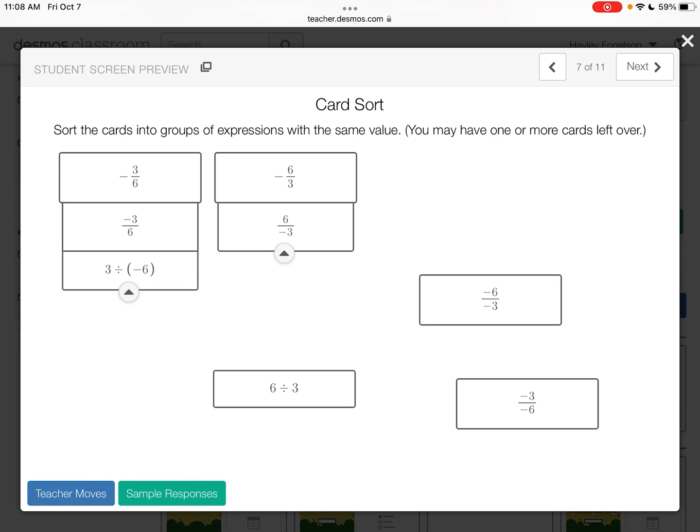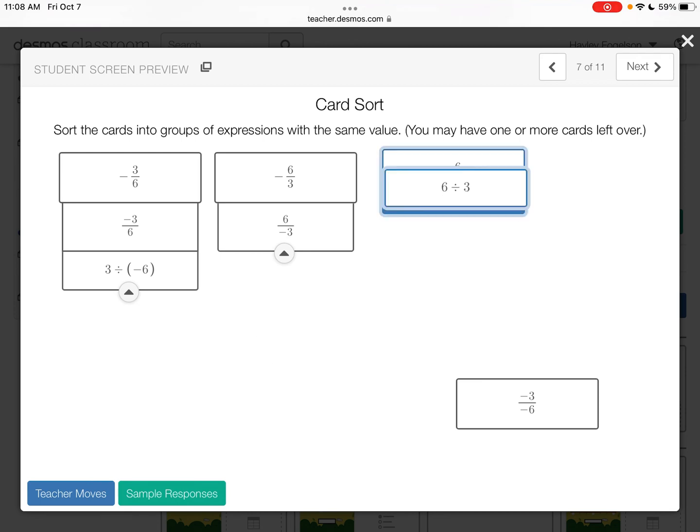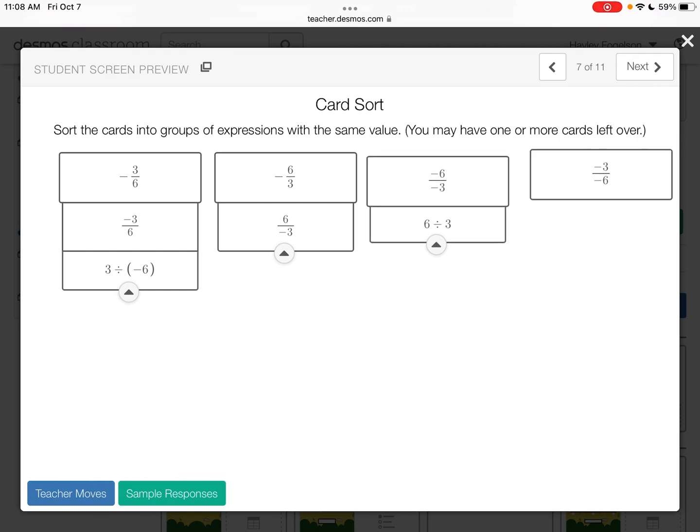Alright, so then we have negative 6 over negative 3. And remember, negative divided by a negative is a positive, so that's the same thing as saying 6 divided by 3. So this one should be the only one left over, negative 3 over negative 6.